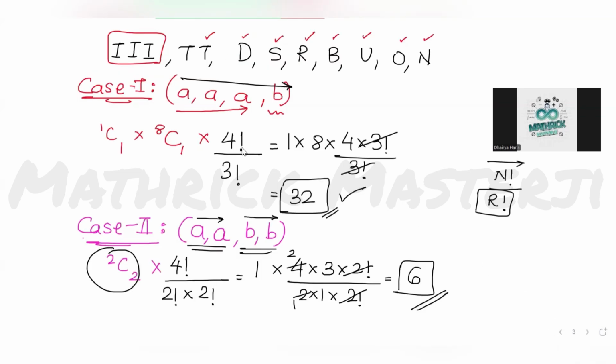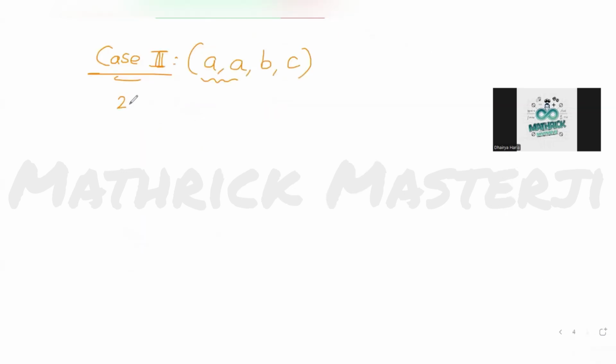Next case I can have is I can select any one group of 2 same letters, but the other 2 letters can be different also. So it can be like A, and the other 2 letters are different from each other, so B and C. So for the 2 same letters to be chosen, I have 2 groups. So out of those 2 groups, I can choose any one of them.